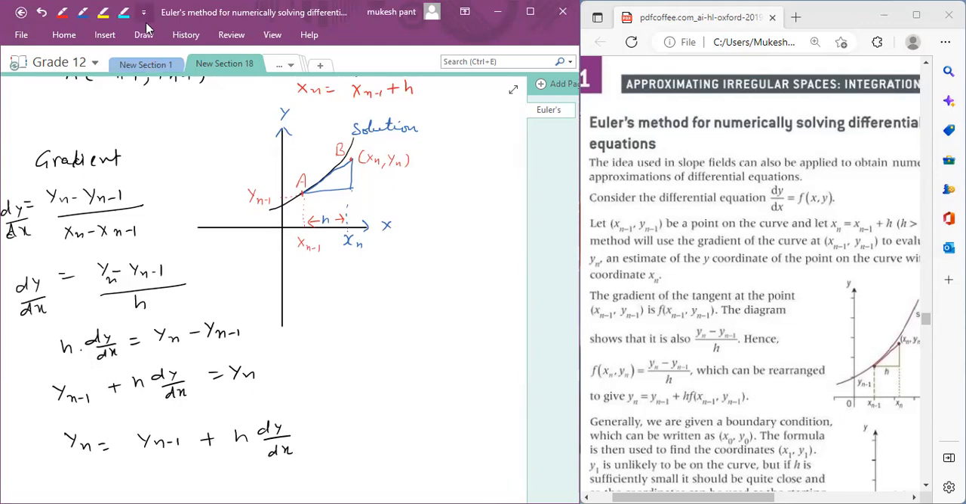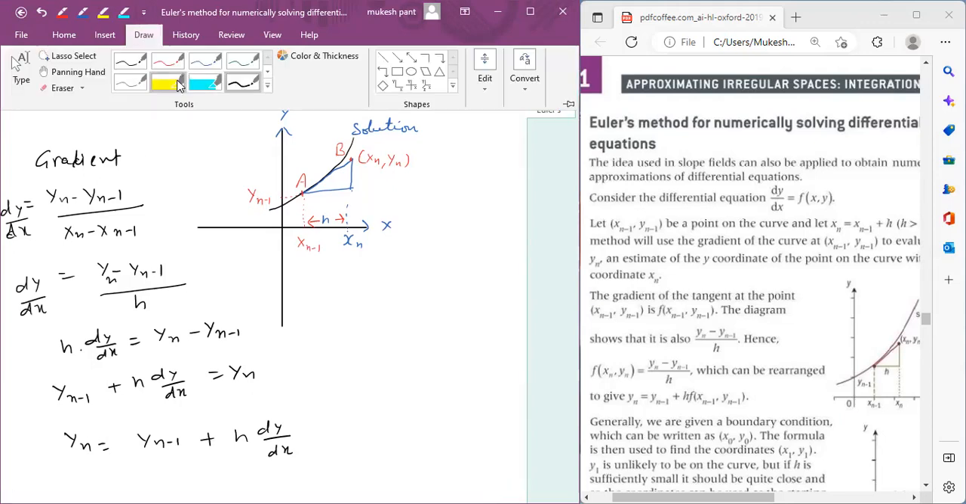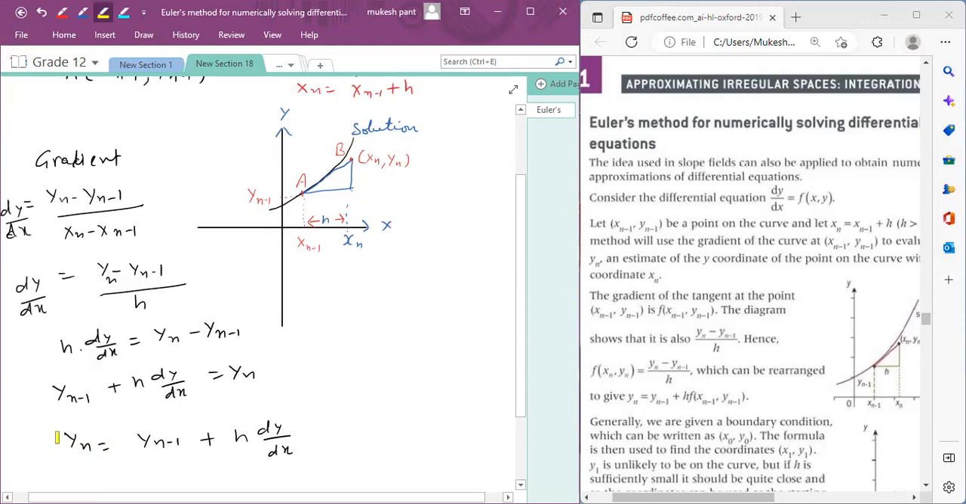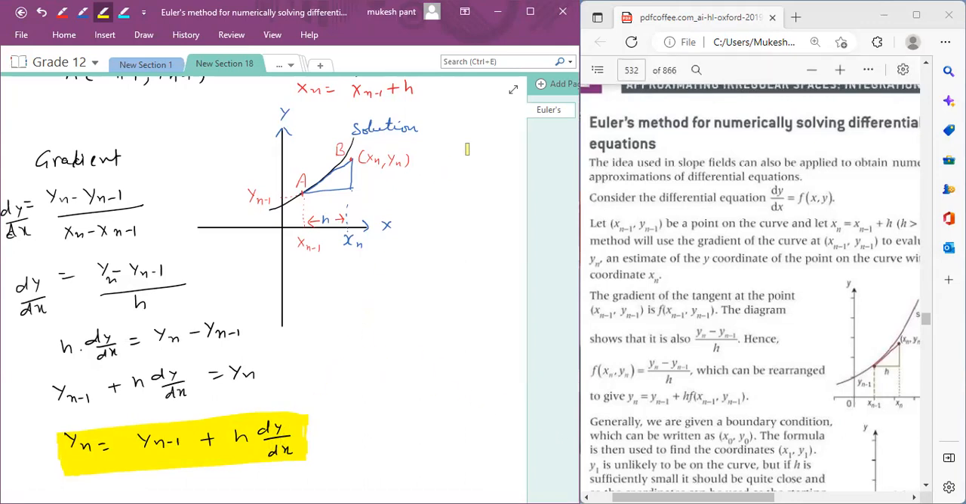Okay, so this method we will use to evaluate this yn, but you will have to use a calculator. You must know how to use the calculator. So first of all, we will make a question, and then we will put values in the question. Okay, so let's look at the exercise.